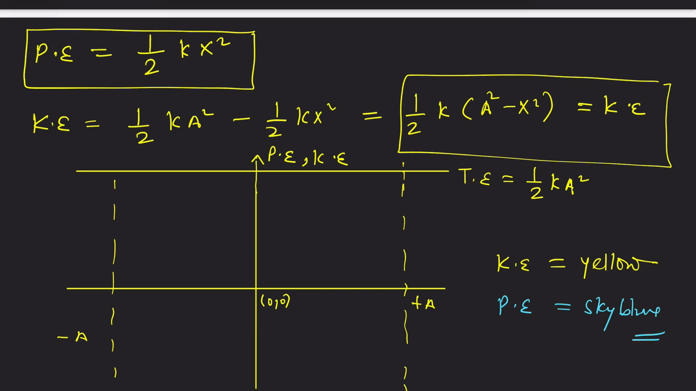So at x equal to 0, potential energy will be 0, because the system will be at the mean position. If you take a spring-block system, the spring will be at its natural length, and we have chosen the potential energy to be 0 there. Then from there, if you go to a, it will be at maximum, and if you go to minus a, then also it will be maximum. So the curve will look something like this.